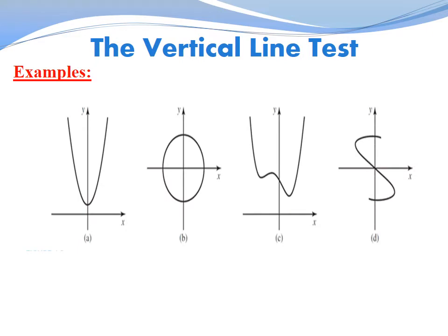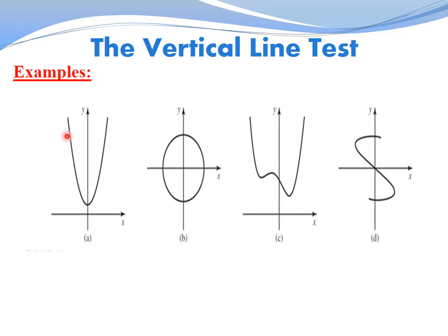Here we have different graphs. They represent relations between x and y, as we can see here. And we need to know graphically, using what we call the vertical line test, whether these relations are functions or not. Let's start with this first one. What does the vertical line test say?